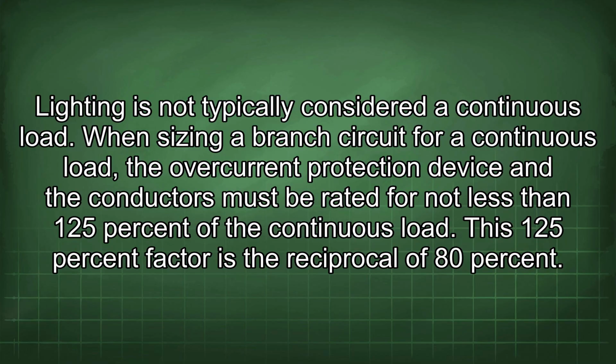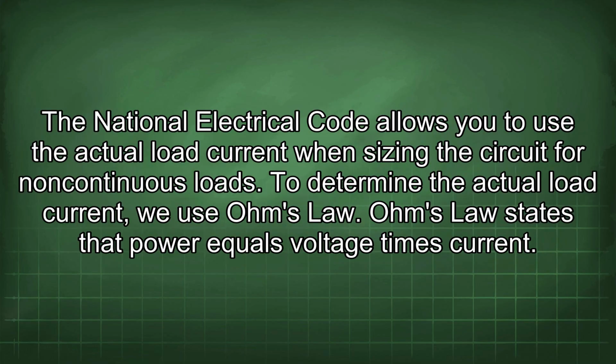When sizing a branch circuit for a continuous load, the overcurrent protection device and the conductors must be rated for not less than 125% of the continuous load. This 125% factor is the reciprocal of 80%. The National Electrical Code allows you to use the actual load current when sizing the circuit for non-continuous loads.